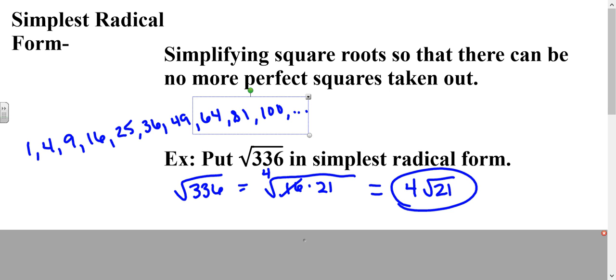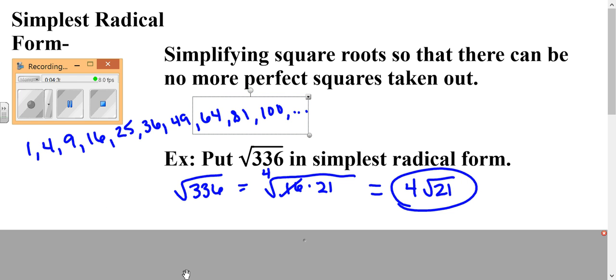And since 21 cannot be divided by any of these numbers except for 1, I can divide 21 by 1, but I can't divide it by any of these other numbers, then I know that I'm finished.